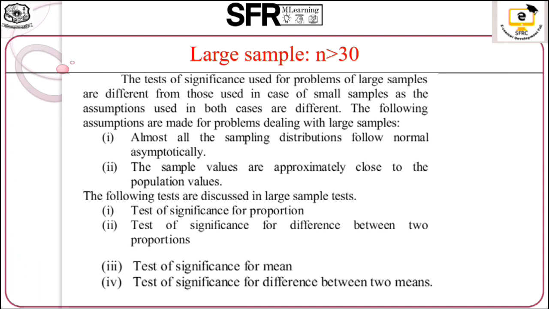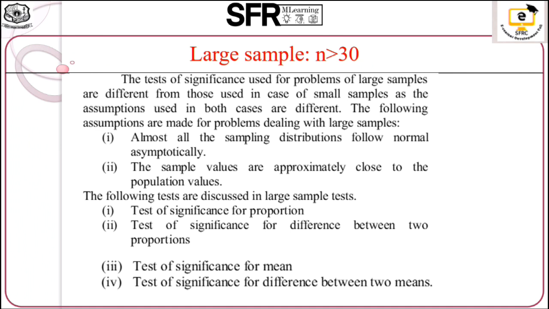The tests of significance used for problems of large samples are different from those used in the case of small samples, as the assumptions used in both cases are different. That is, the test of significance for small sample size and large sample size are very different. The following assumptions are made for problems dealing with large samples. The first one is that almost all the sampling distributions follow the normal distribution asymptotically. That is, the sample size must be large and the distribution of the estimator approaches the normal distribution.